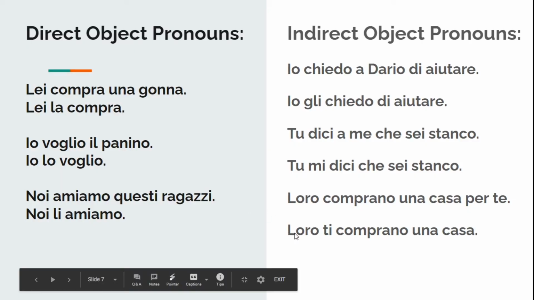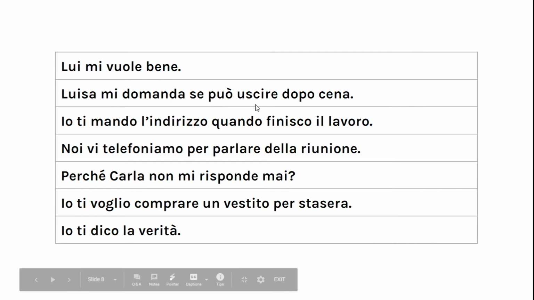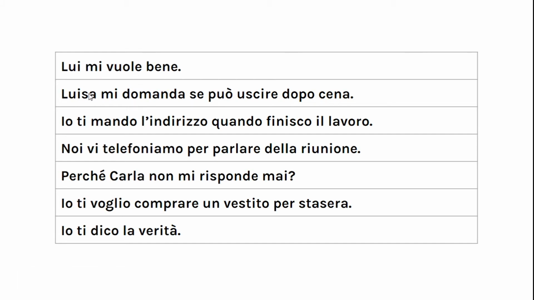Loro ti comprano una casa, right? Okay, some more examples of the indirect object pronoun in sentences. Lui mi vuole bene. Luisa mi domanda se può uscire dopo cena. Io ti mando l'indirizzo quando finisco il lavoro. Noi vi telefoniamo per parlare della riunione.